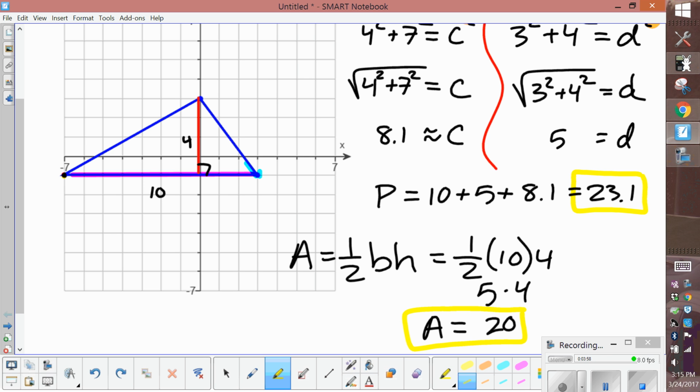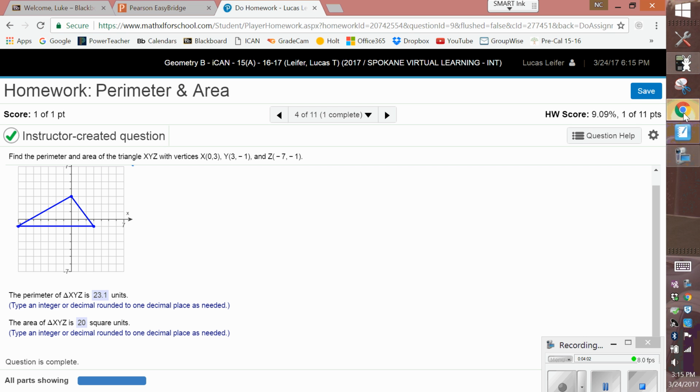And I already typed these into my program, and I got correct answers here over on the left. And that's how you solve that problem.